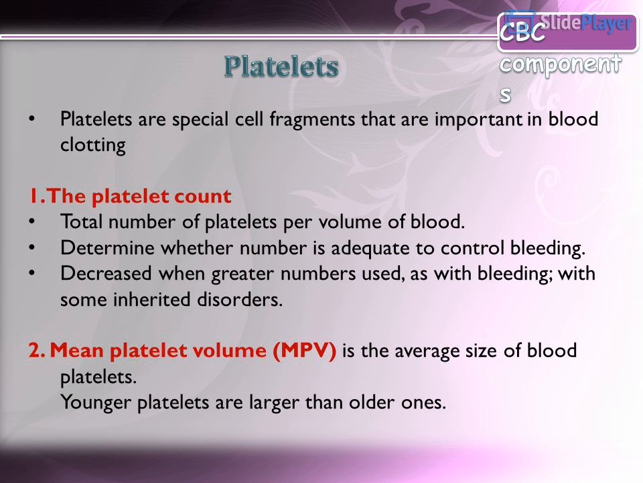Platelets, CBC components. Platelets are special cell fragments that are important in blood clotting. 1. The platelet count. Total number of platelets per volume of blood. Determines whether the number is adequate to control bleeding. Decreased when greater numbers are used, as with bleeding, and with some inherited disorders. 2. Mean platelet volume, MPV, is the average size of blood platelets. Younger platelets are larger than older ones.